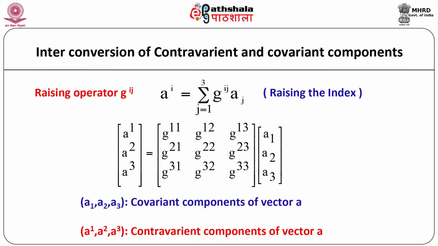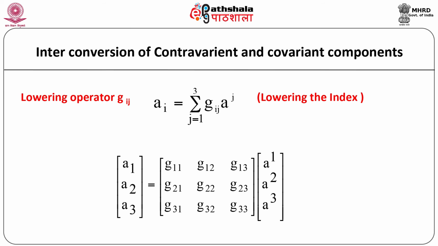Raising and lowering operators, namely g^ij and g_ij with indices ij used as subscripts or superscripts can be used for interconversion of components of covariant and contravariant vectors. For example, if we know covariant components Ai of a vector A, we can obtain its contravariant components A superscript i using the relation as shown. This is called raising the index. For a given value of index i, we can compute A superscript i by taking k equal to 1, 2, 3 in matrix form as shown.